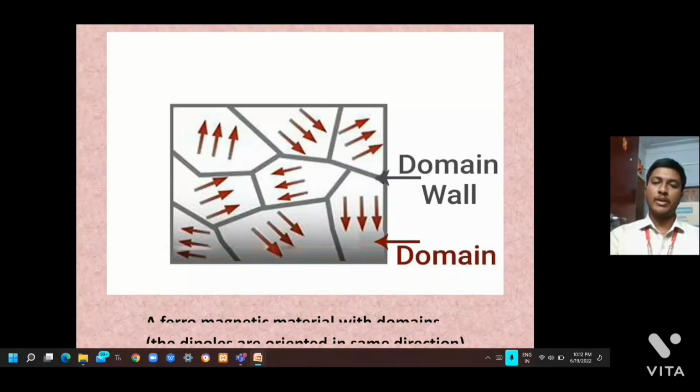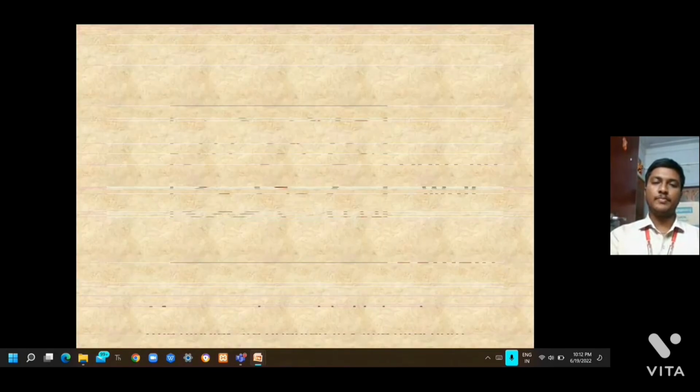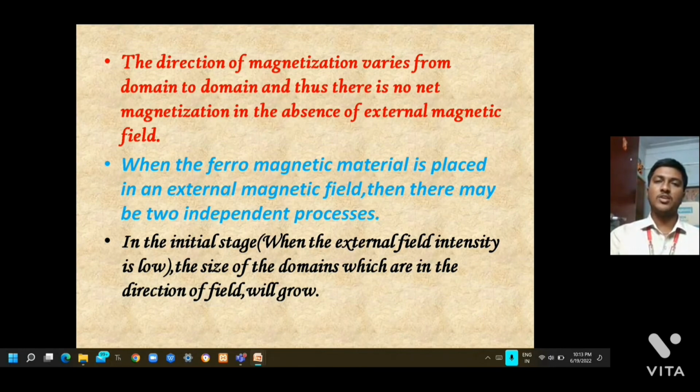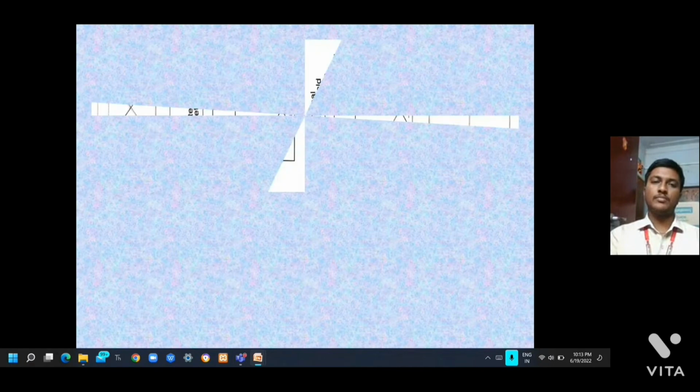Next, from the figure, domain wall and domain. Direction of magnetization varies from domain to domain in the absence of external magnetic field. When it is placed, there are two independent processes. In the initial stage, the size of the domains which are in the direction of the field will grow.